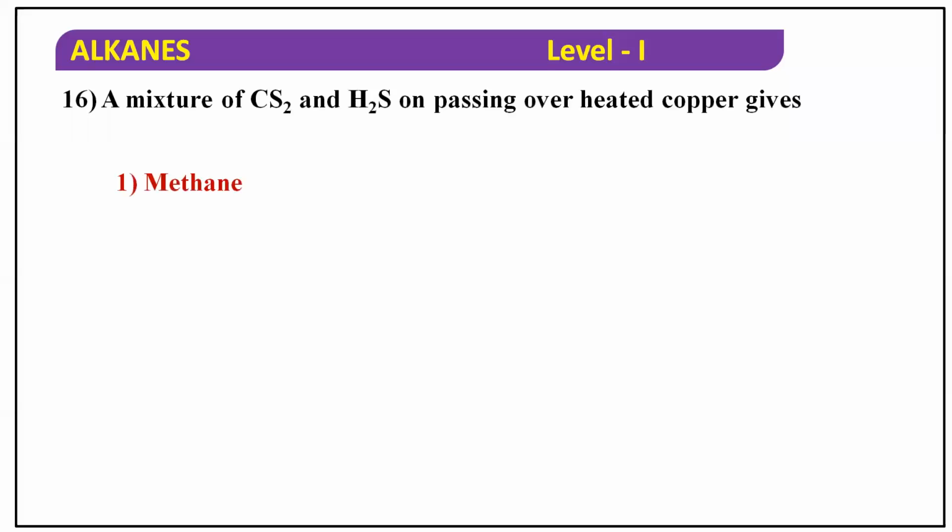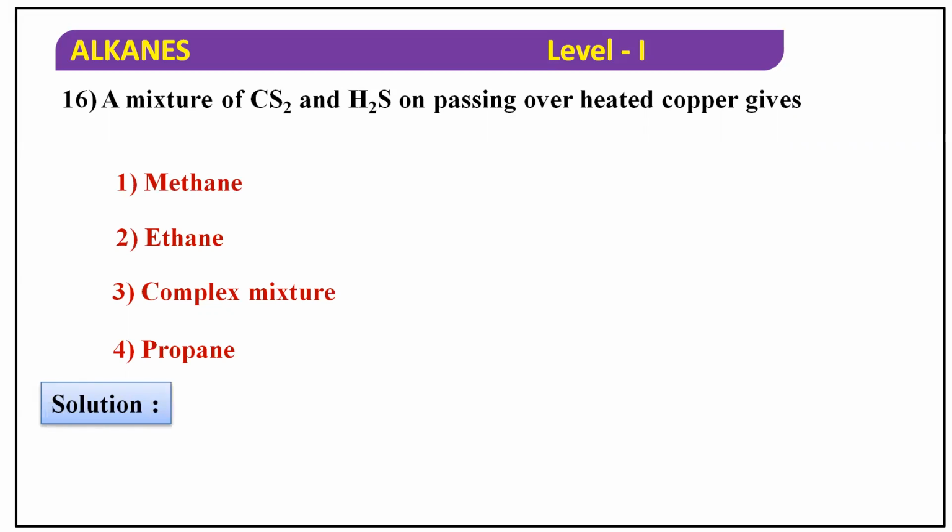A mix of CS2 and H2S passing over heated copper, what will it give us? Remember CS2 and H2S. CS2, carbon is there. Heated copper, what will happen? One carbon, methane will be formed. So the product formed is methane.